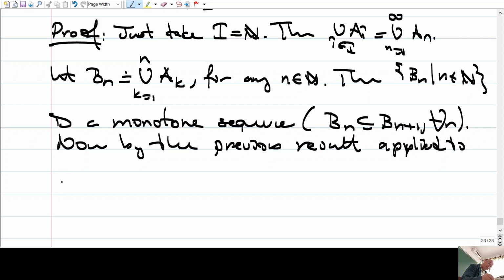Now the limit of Bn. Since this is a monotone sequence, its union, its limit is the union.